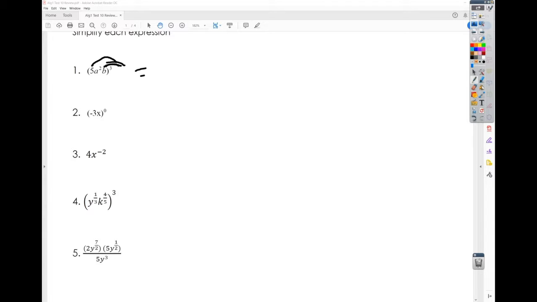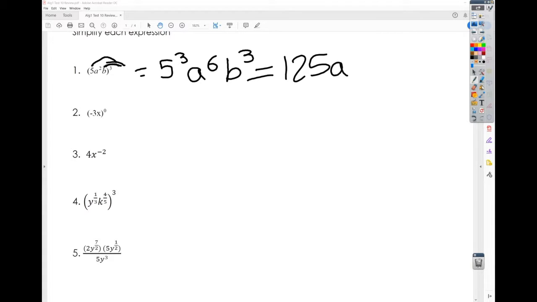Okay? So therefore, this would be 5 to the third a. Now then, when you're distributing a power into parentheses, you want to make sure that you are multiplying it by the exponents that are already inside the parentheses. Okay, this is called the power of a power rule, and in that case, you multiply powers. So 2 times 3 is 6, so that's going to give me an a to the 6th and b to the 3rd. Well, 5 to the 3rd is 5 times 5 times 5, and that is going to be equal to 125. Okay, and that would be the simplified answer there.